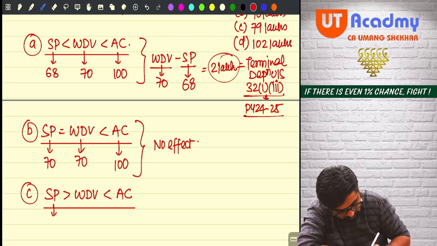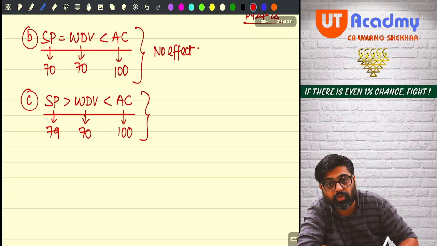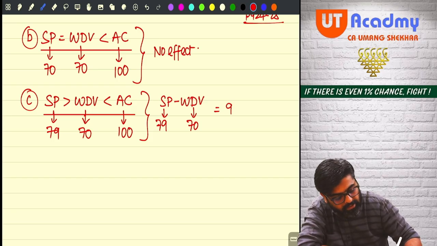Sir, how come selling price was 79 lakhs, WDV was 70 and actual cost was 100? In this case, you are supposed to take the selling price over and above WDV. So what was the selling price? 79. What was the WDV? 70. So over and above the WDV, how much you are getting? 9 lakhs.